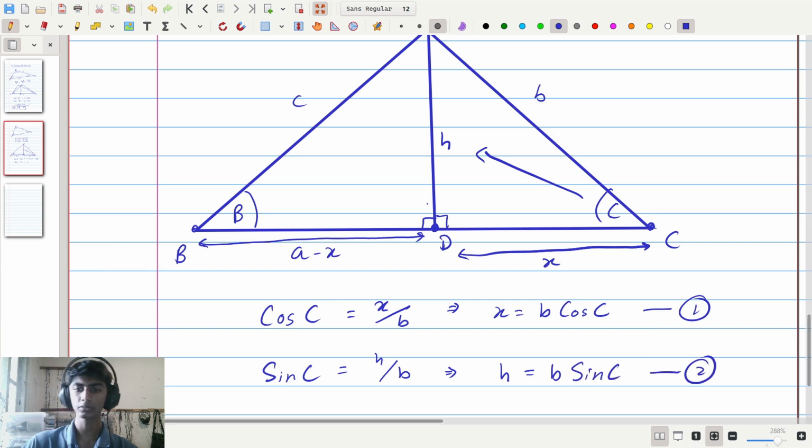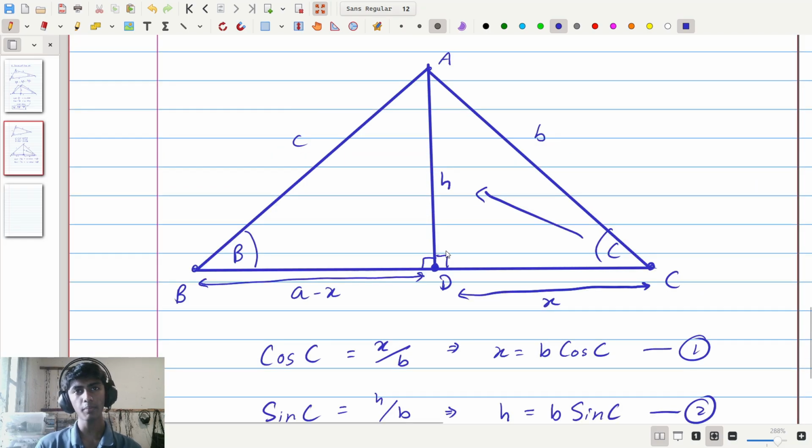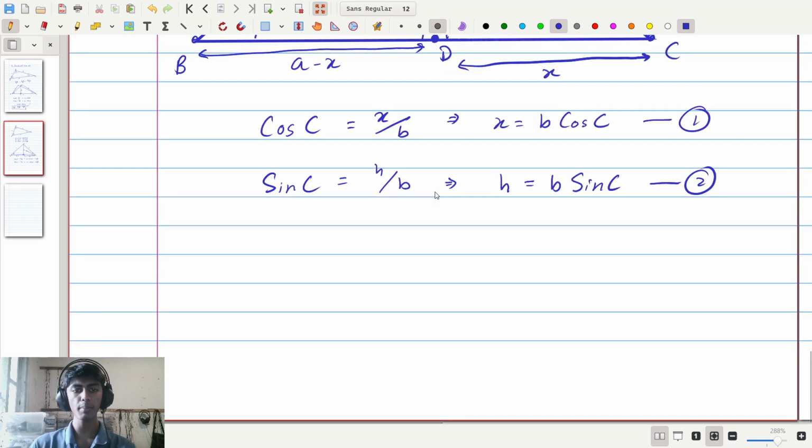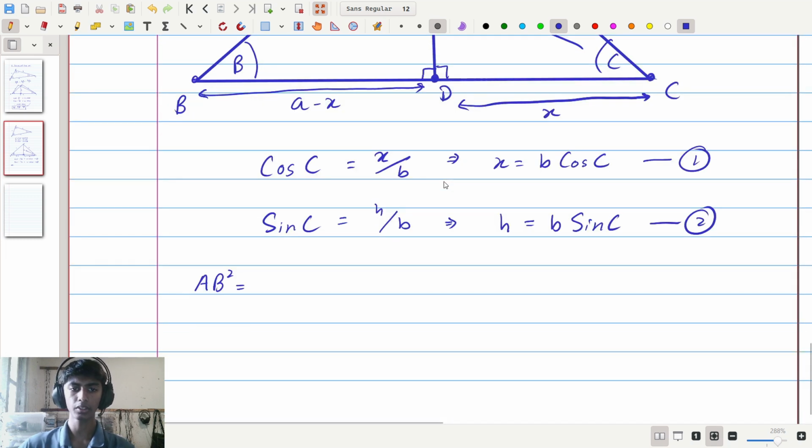We'll call that 2. Now we know the side lengths AB, BD and AD, and we know that triangle ABD is a right angle triangle. From this we can apply Pythagoras' theorem and say that AB squared, the hypotenuse squared, is equal to the other side lengths squared and summed. The other side lengths are BD and AD. So we have BD squared plus AD squared.